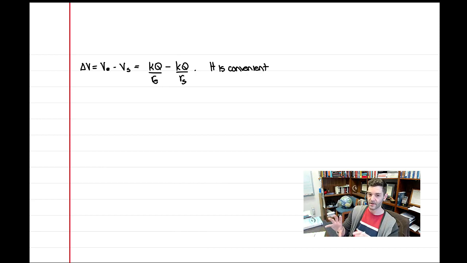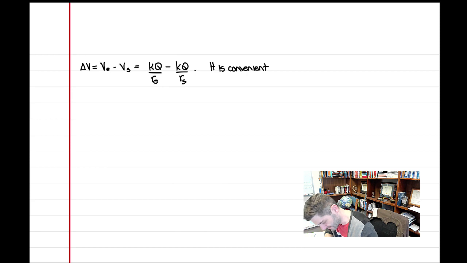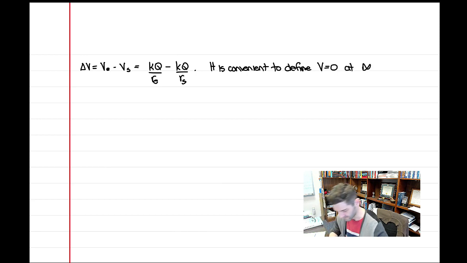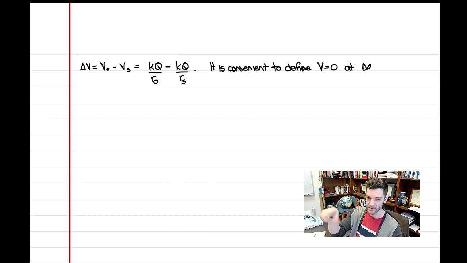Again, I might want to write down a scalar function V everywhere in space so that I could easily just plug in numbers to it, and then when I want to figure out what delta V is, rather than having to do this integral every time. So it's convenient to define V equals 0 at infinity. That's usually the convention that's used here. Notice you can't use the origin, because then you'd be plugging in 0 into the denominator.